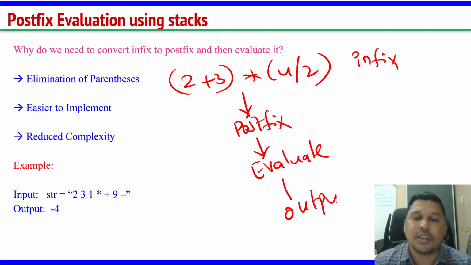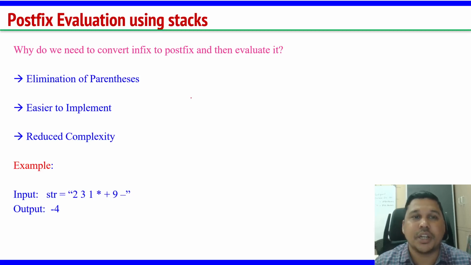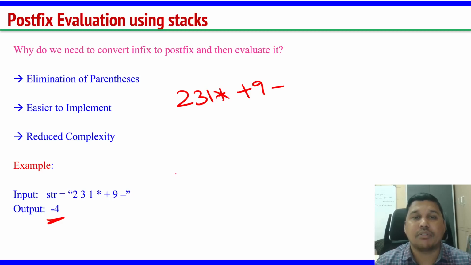output. Okay, so the application here is postfix evaluation, meaning given a postfix expression, how do you find out its value? It is a corresponding infix expression, right? So somebody gives an infix expression, it is first converted into postfix and then evaluated. See, we have an expression like this: 231 star plus 9 minus. This is a postfix expression, right? We have to evaluate it and give the answer as -4. I have to find out the value of this expression.